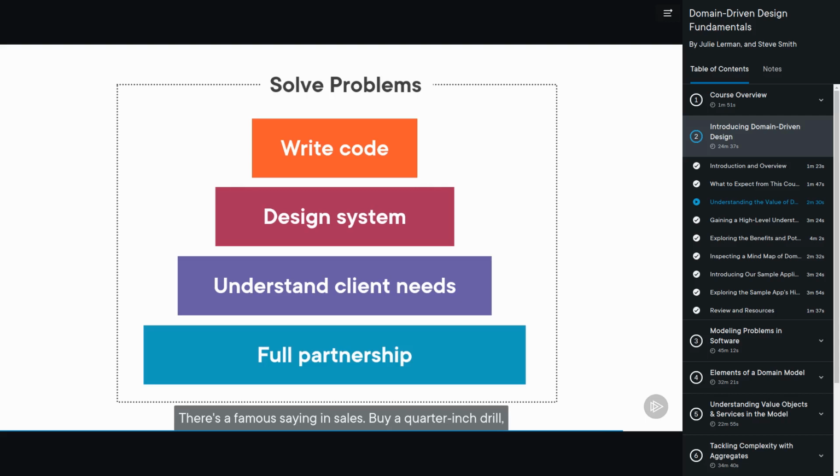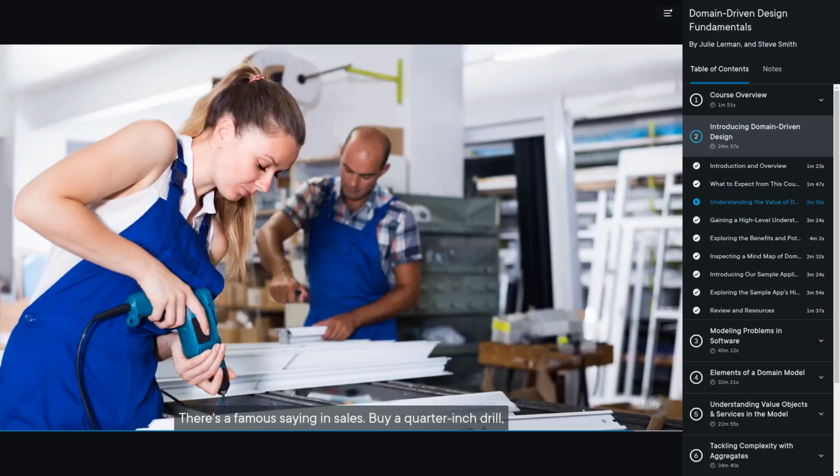There's a famous saying in sales: people don't want to buy a quarter-inch drill. They want to buy quarter-inch holes. Your client's not interested in building software, but in being successful at their mission. Software provides a more efficient means to this end.